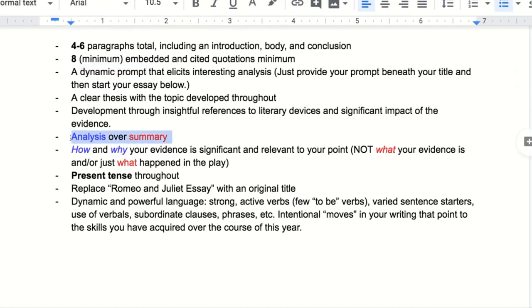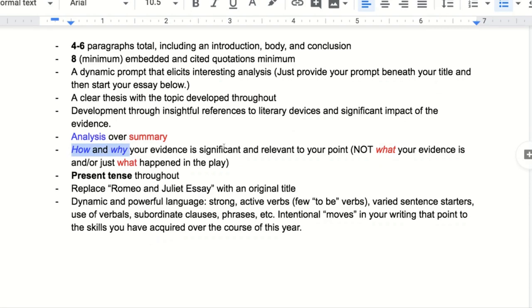So I know the play. I've read the play dozens and dozens of times, if not close to 100. So you want to provide me with analysis, not just summary. I know the plot. You can use a bit of context summary to embed your quotation, but then you really get down to analysis. How and why is your evidence significant or relevant to your point?